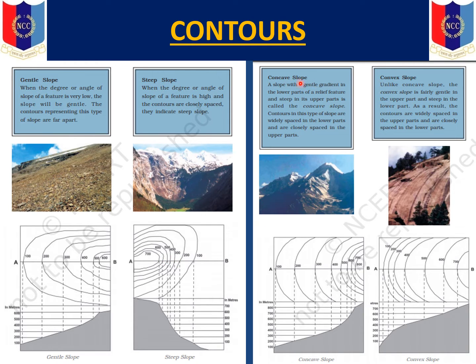Coming on to the concave and convex slopes. As was mentioned in the previous slide, this curves inwards and this bulges outwards. Now see the difference in the contour lines. In the concave slope, you have the contour lines spaced farther apart, whereas in a convex slope, where the bulge is coming outwards, the lines are spaced closer together. As we go up, it becomes gentler and the contour lines are moving apart.